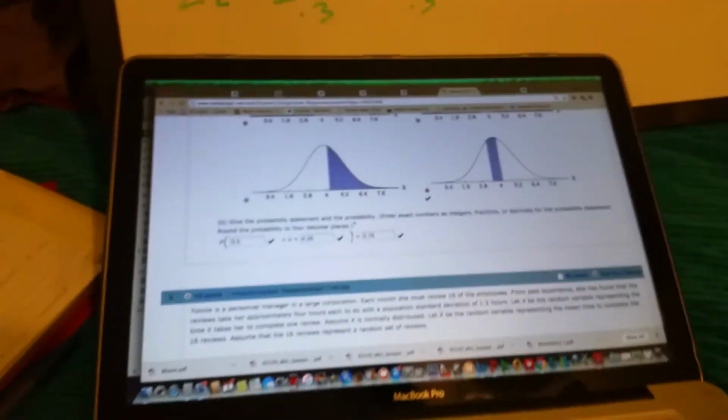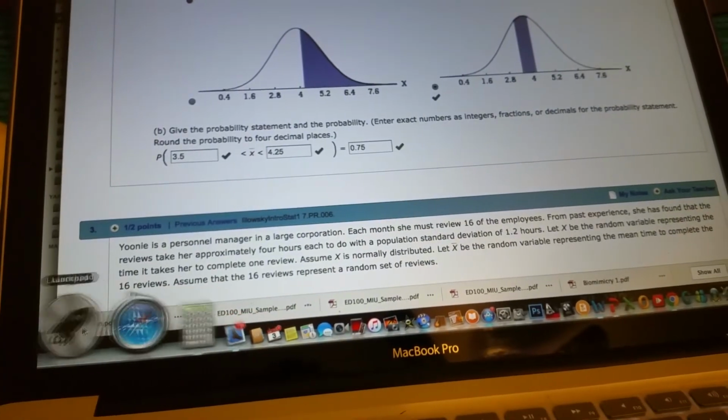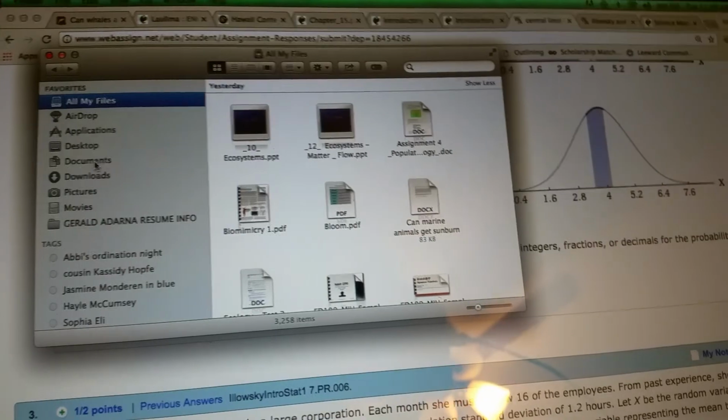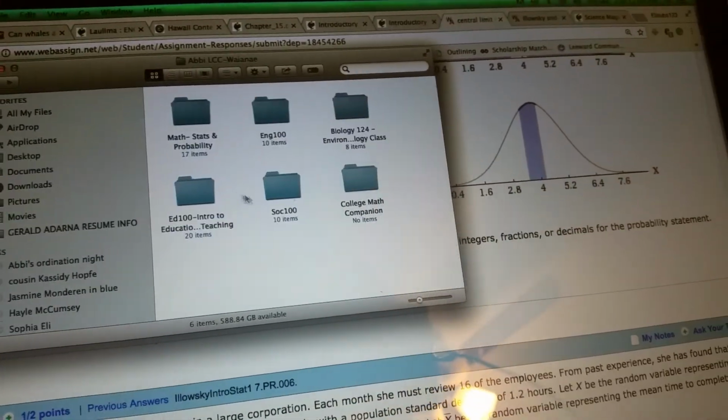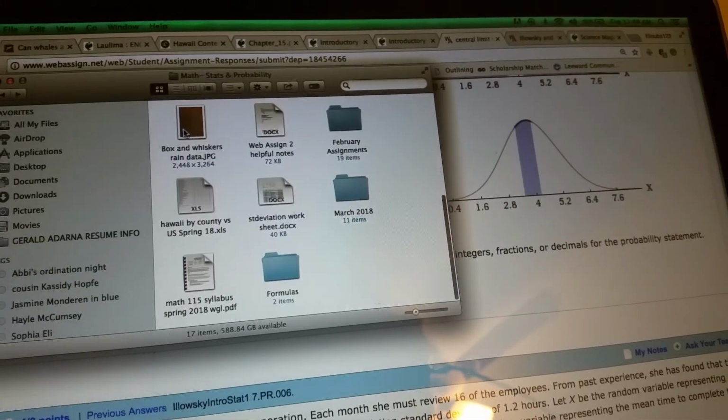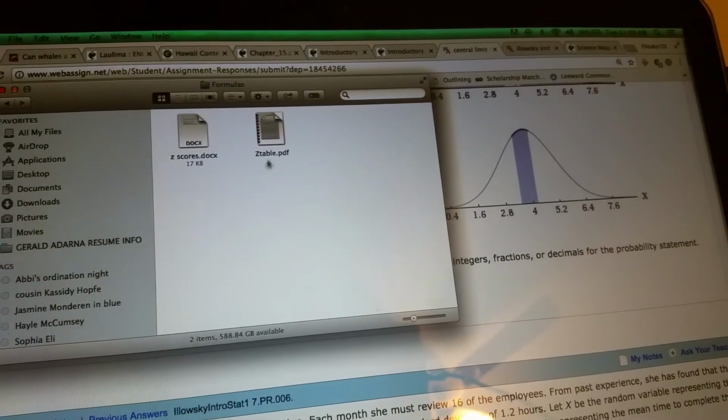Okay, so then, I don't know any easy way to do this. Let's go to my formulas. Let's go to the z table.